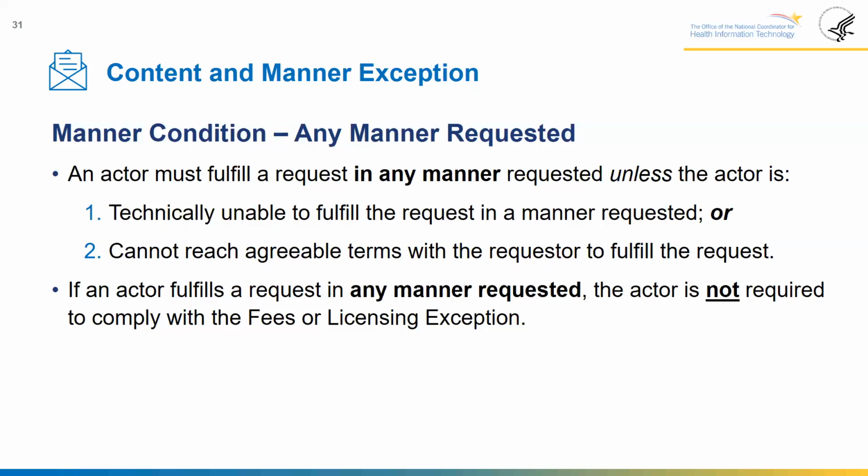This approach, we believe, provides flexibility for actors to satisfy the exception even if they can't reach agreeable terms. It also allows actors to first attempt to reach agreeable terms as they would normally. And in this way, with the exception, we try to maintain the status quo and allow the market to work. And we believe in many cases the market will work and actors will not even need to consider this exception. Next slide, please.